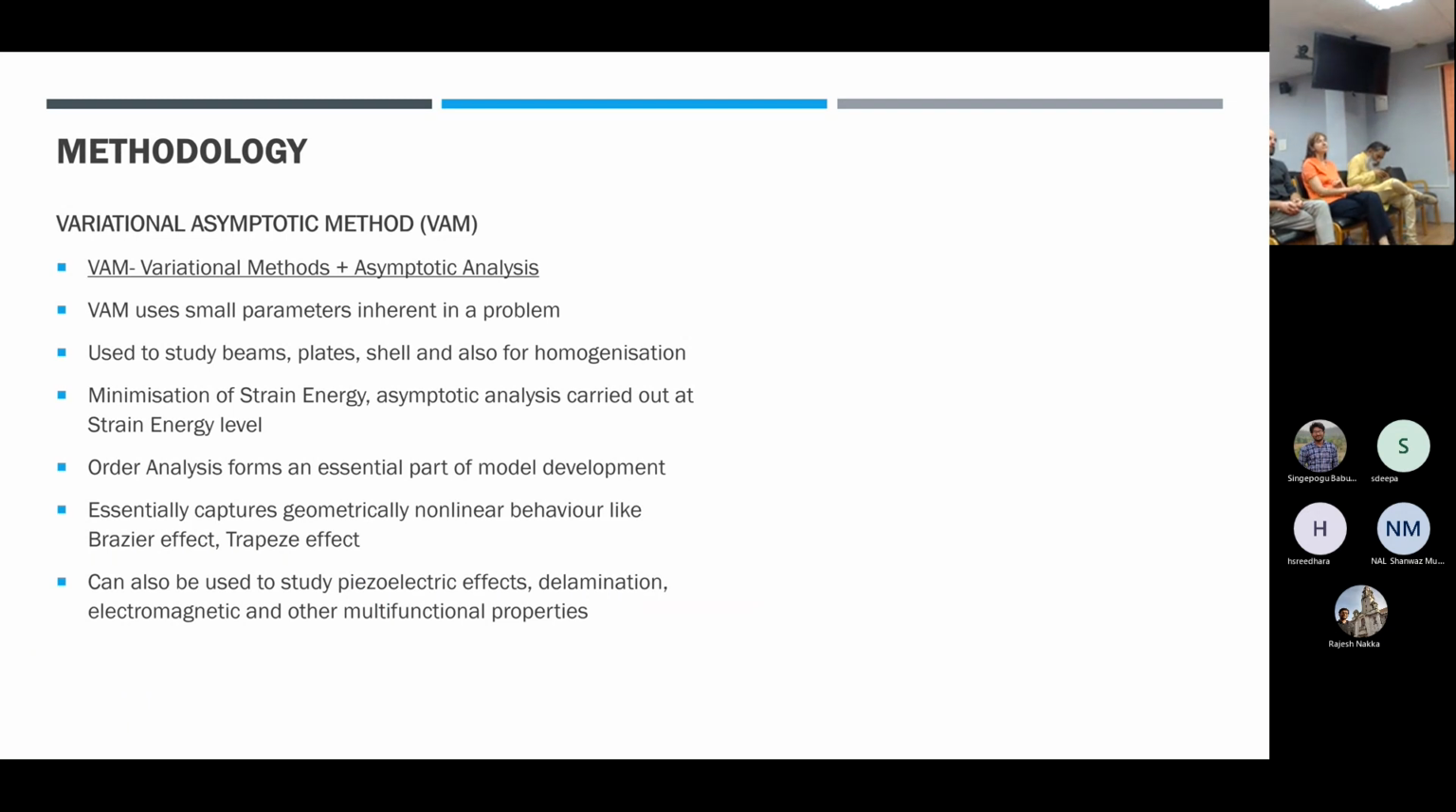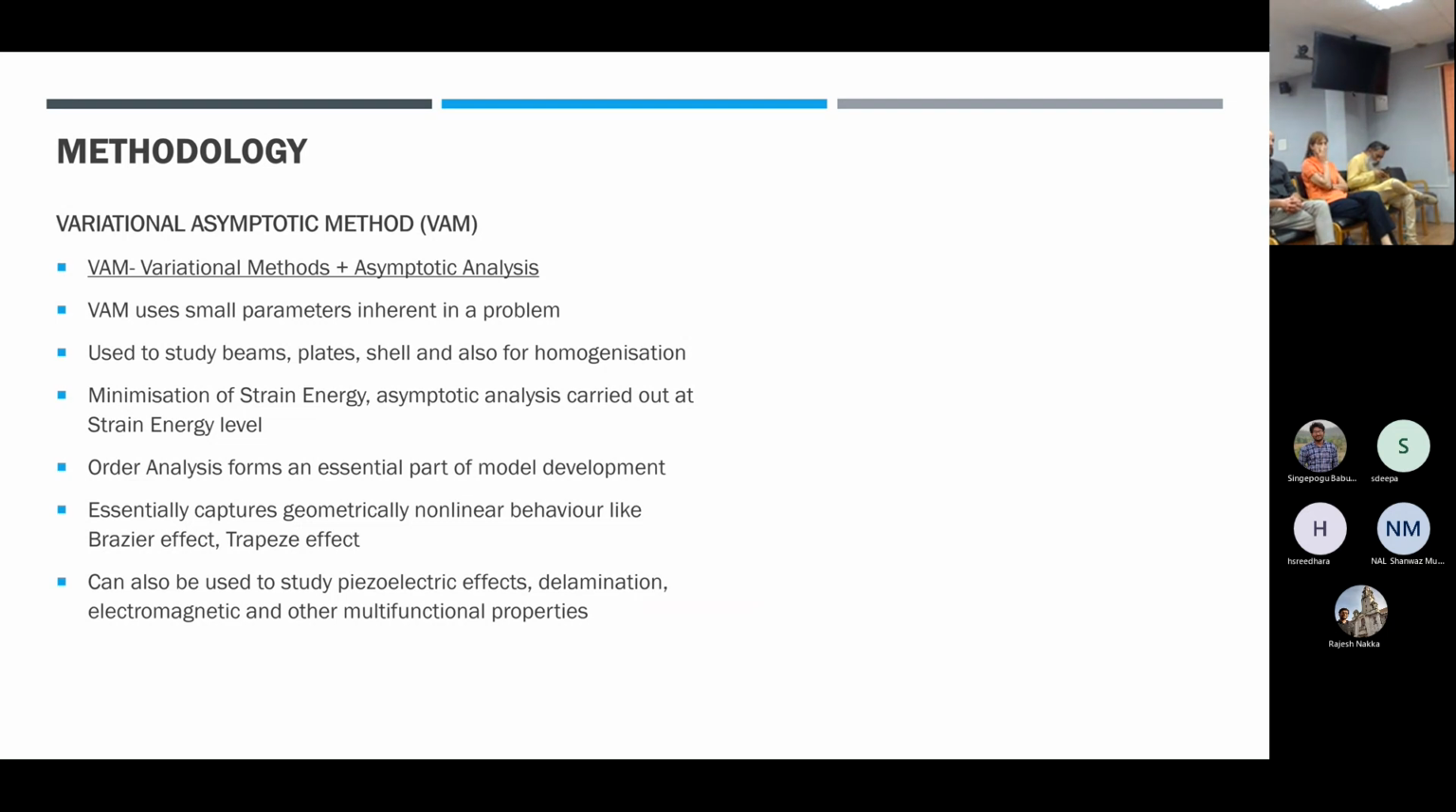So in my work, I'm using carbon nanotubes, and the methodology which I'm trying to use here is the variational asymptotic method. As you all know, the variational asymptotic method combines variational methods and asymptotic analysis. The good part of VAM is that it uses small parameters which are inherent in a problem. So we have to identify small parameters present in a problem and use them to study our formulation. And VAM has been used for the study of beams, plates, shells, as well as for homogenization.